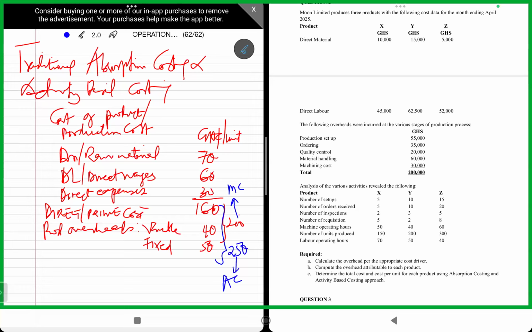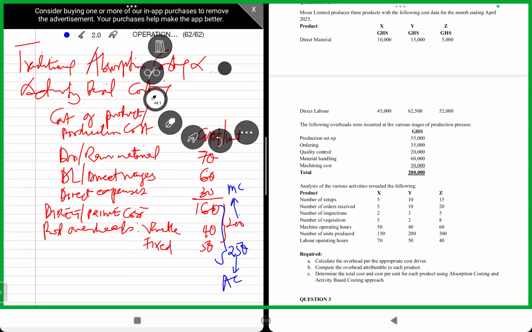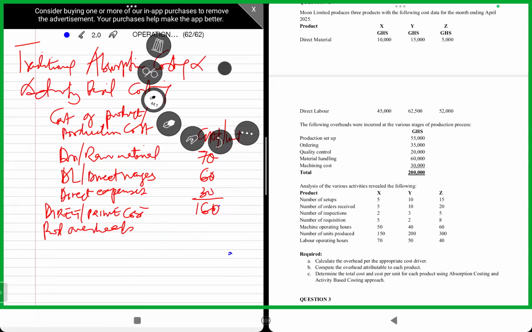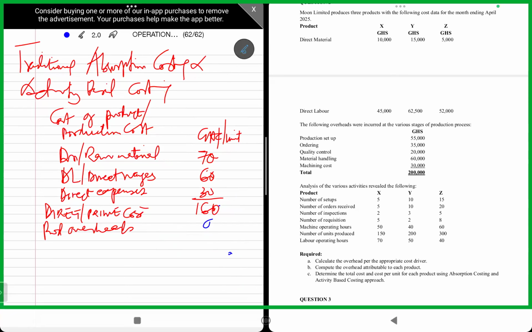Now, what I'm trying to say is that we can solve for traditional absorption costing for the variable overheads. We can solve for activity-based costing for the fixed production overheads. So with what we want to do today, let's say we synchronize the variable production overhead and the fixed. We put them together to have like 90. So I'm going to say production overheads, 90. Or let me say 80. Let me choose another figure of 80.